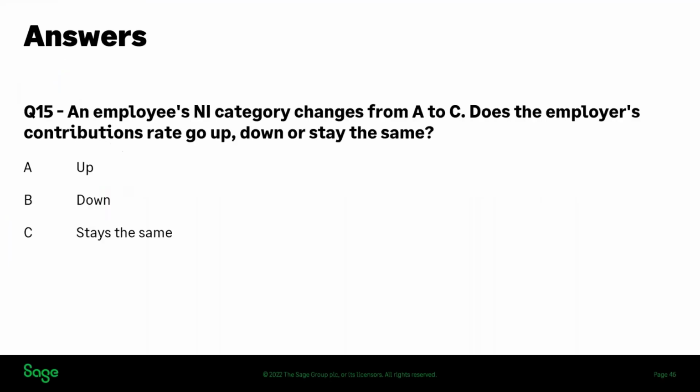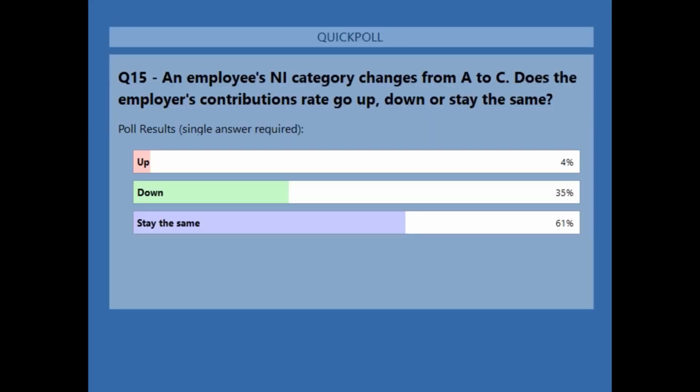Thank you once more. So it is the final question to reveal now. So again, we will share the responses. An employee's category is changing from A to C for national insurance. Does the employer's contributions rate go up, down, or stay the same? And we did have a big majority again of 61% of you saying stay the same. And it's once more time to find out if the majority of you were correct. So again, it is over to you, Duncan.